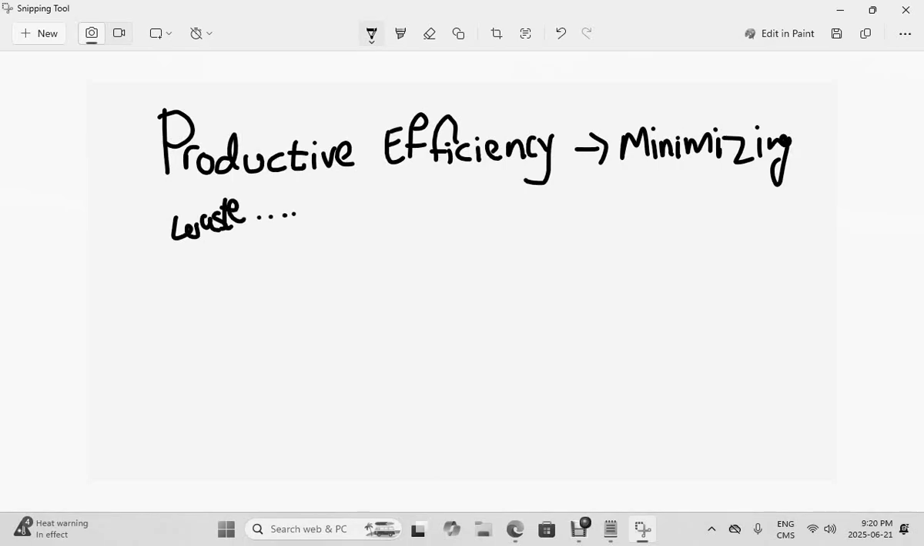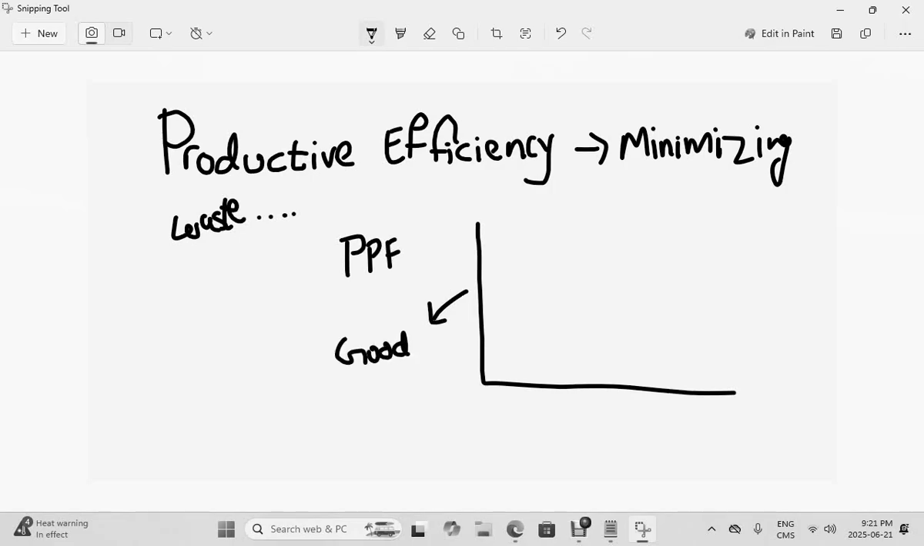All right. So when it comes to productive efficiency, we can look at a production possibility frontier chart. Assuming this is your production possibility frontier chart or PPF. On the vertical axis, you have good A, and on the horizontal axis, you have good B. As you allocate your raw materials and resources from good A to good B to produce good B, this is what the curve looks like.